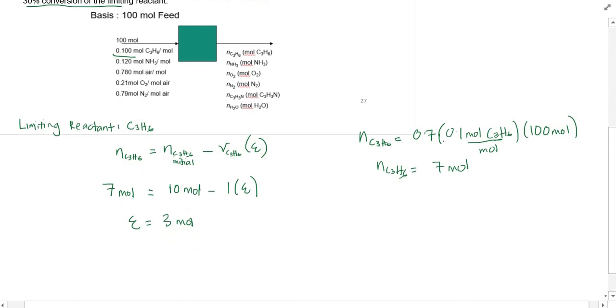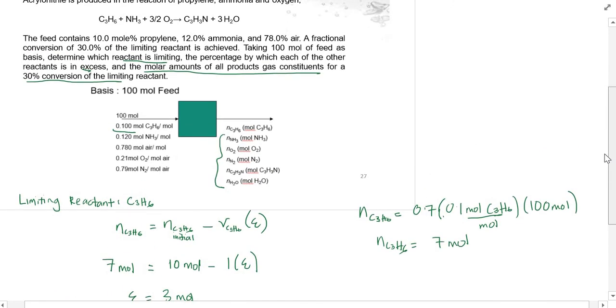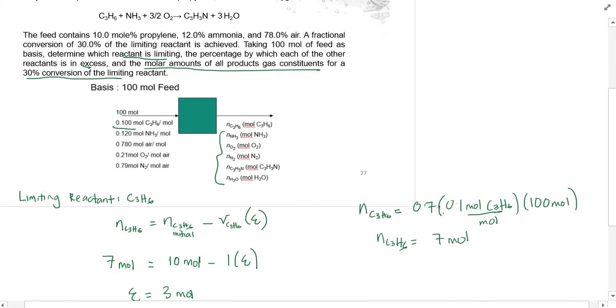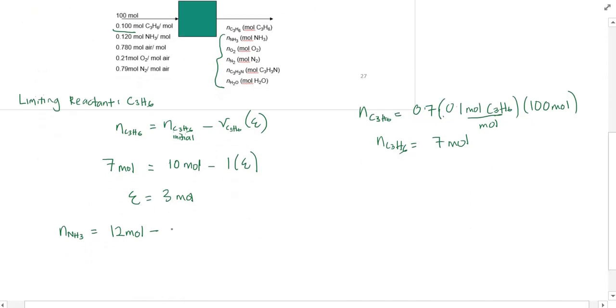Now let's solve for the other species. N NH3 is equal to the initial value of NH3, which is 12 moles, minus the stoichiometric ratio, which for NH3 is 1, times the extent of reaction, 3 moles. So 12 minus 3 is 9 moles.